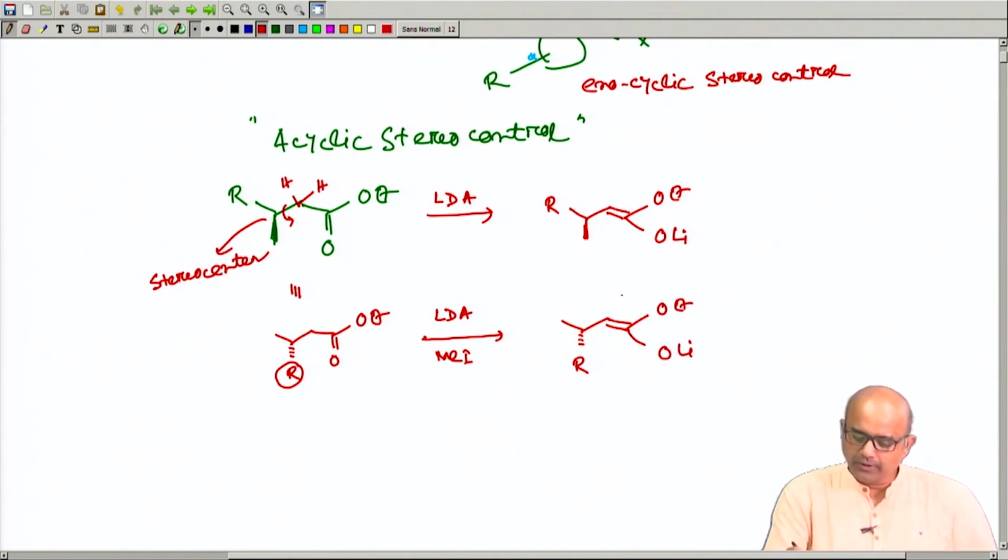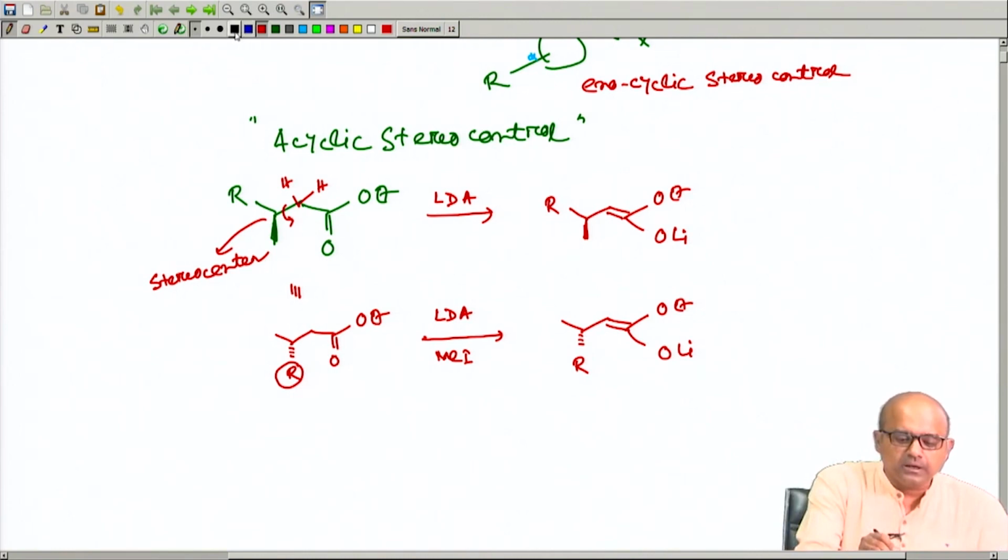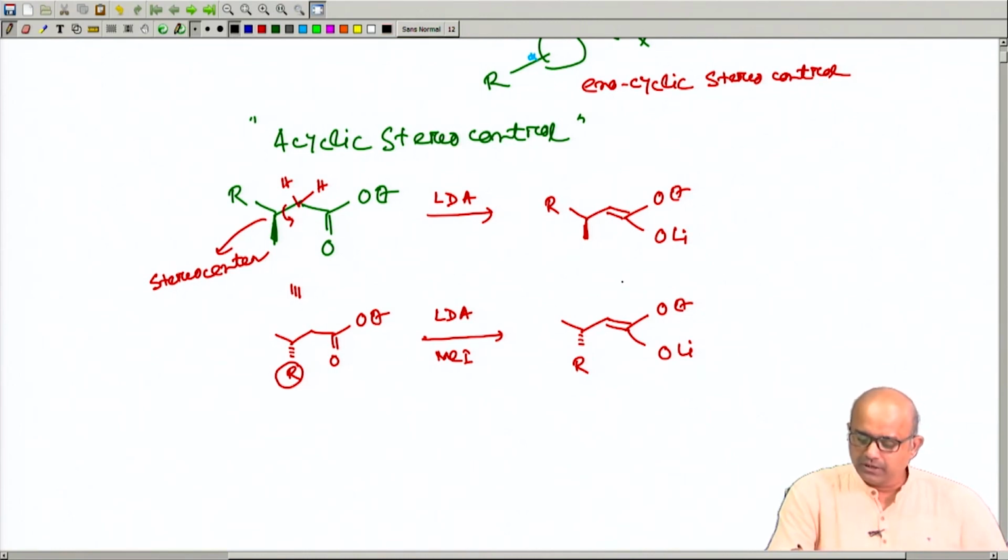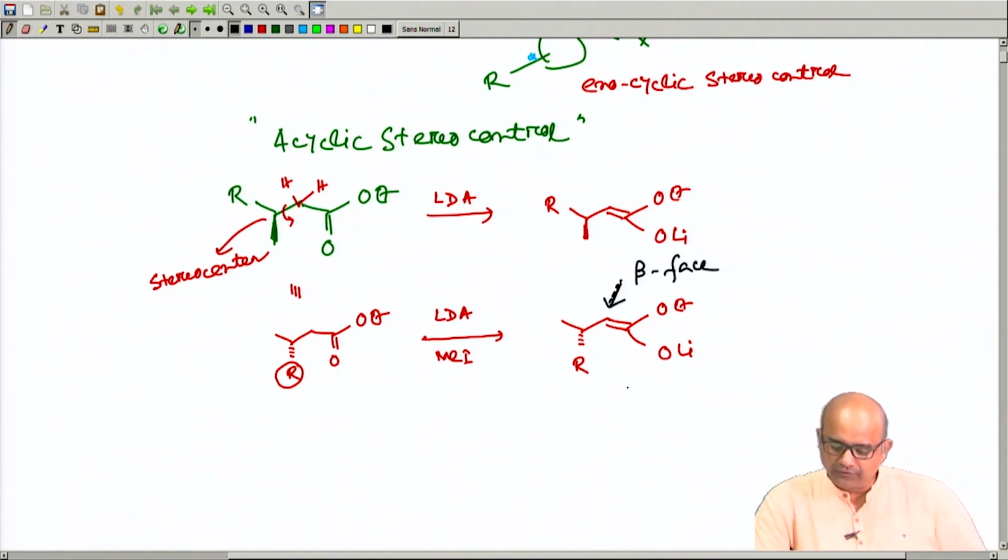Okay. Now, whatever electrophile is there will always try to attack from the top face or beta face. So, alpha face attack is usually blocked by this bulky group. So, alpha face is blocked.